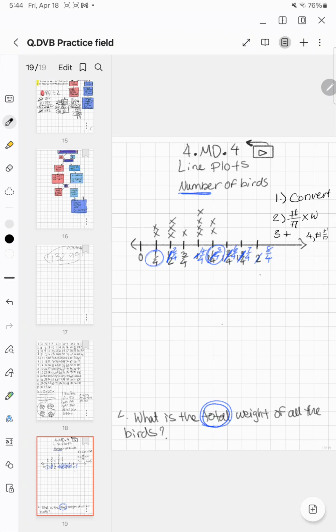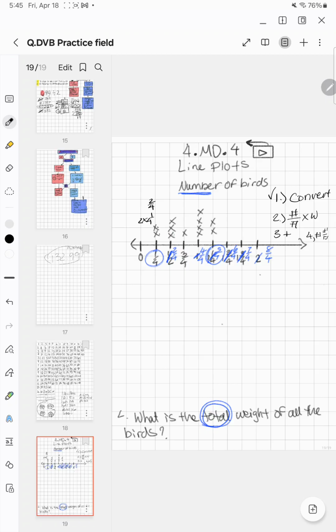So we've already converted it. Step 1 is done. Step 2, multiply each fraction by its whole. And the whole I know by the number of x's. So this is what I usually do. I go and I see this is a 1, that's a 4, and I see 1, 2. So that means I'm multiplying by 2. And so 2 times 1/4 is actually equal to 2/4.